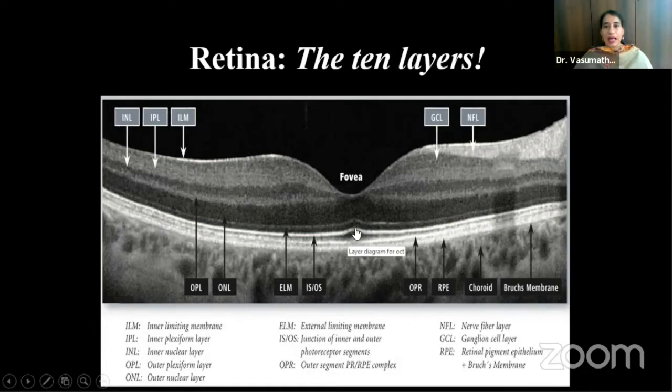This is the inner high reflective zone, which previously was thought to be the junction between the inner and outer segment of the photoreceptors. Now we think that it is most probably the ellipsoid layer. And this is the outer segment of the photoreceptors, this hyperreflective zone. And this is actually the interdigitation zone between the outer segment of photoreceptors and the RPE. And this is the retinal pigment epithelium layer. And this is the choroid, and this is the Bruch's membrane. And this is, of course, the outer nuclear layer.